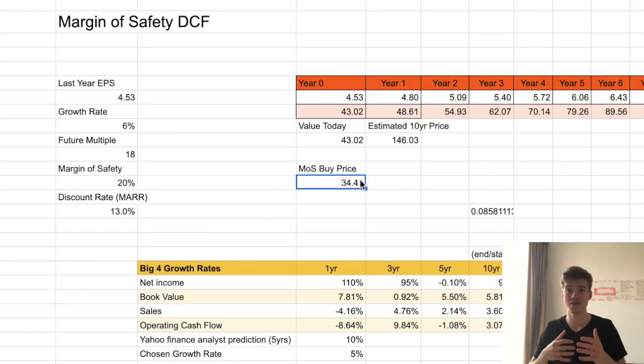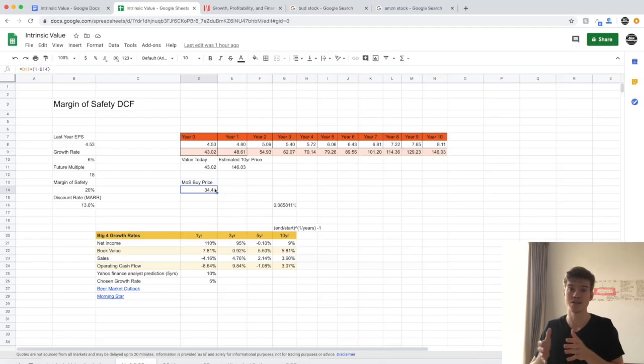Then we apply a margin of safety where we buy the company at less than what it's actually worth to protect us from mistakes. Okay, so I know that's a lot of information and a lot of it might be very complicated, but don't worry, I'm going to go into all the little things in a bit more detail right now. So for AB InBev, their last year's earnings per share was 4.53.